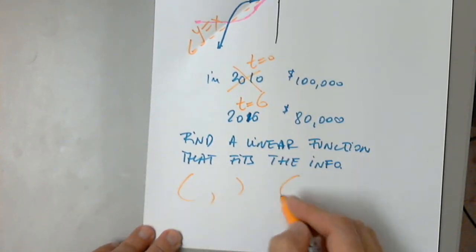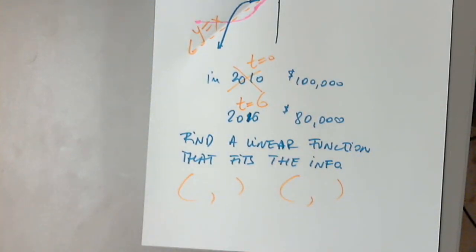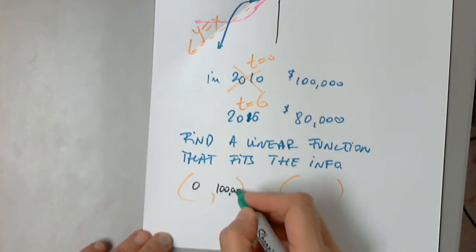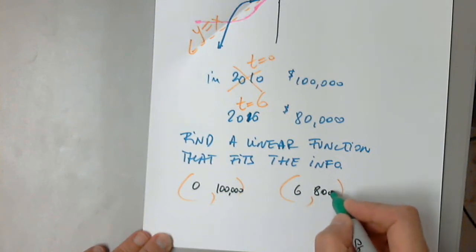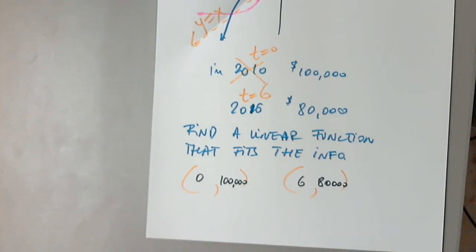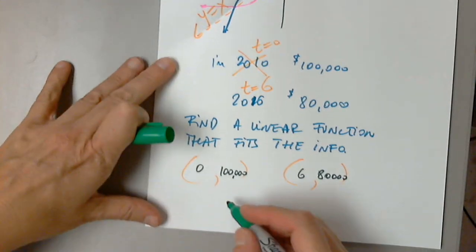So the ordered pairs will be (0, 100,000) and (6, 80,000). Excellent. Perfect. So now, notice that this point is the y-intercept. I don't have to use y minus y1 equals the slope times x minus x1 after I find the slope, because this is the y-intercept. So I can use the easiest of the 2. So first I have to find the slope.